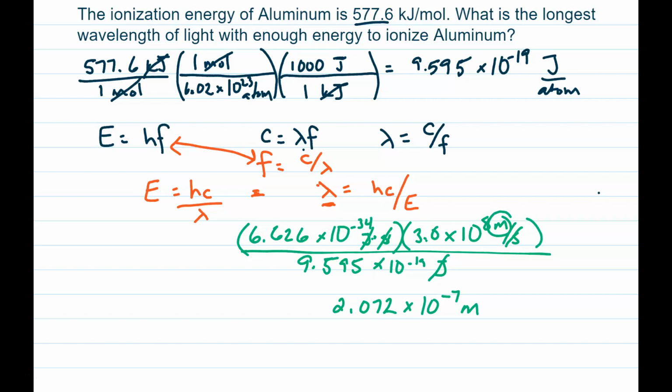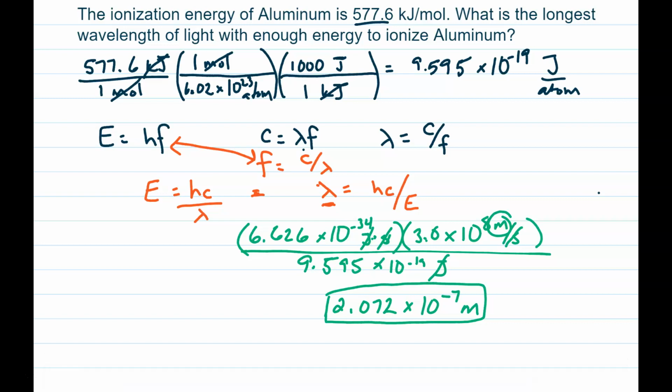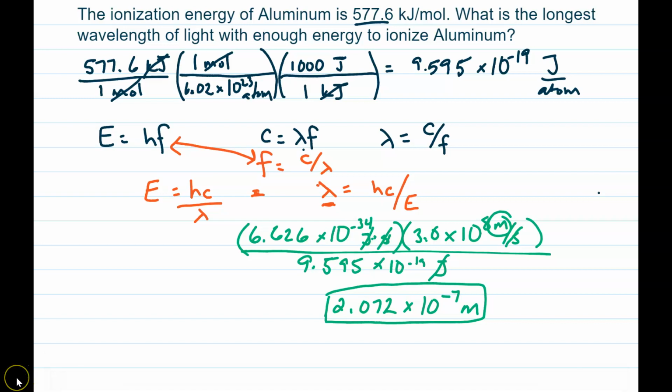And I could convert that into nanometers if I needed to, but it didn't ask. It just asked me for a wavelength. So a wavelength in meters ought to be sufficient. Anything shorter than this will have enough energy. Anything longer than this will be lower energy and will not work. So this is the longest wavelength of light that has enough energy to ionize aluminum atoms.